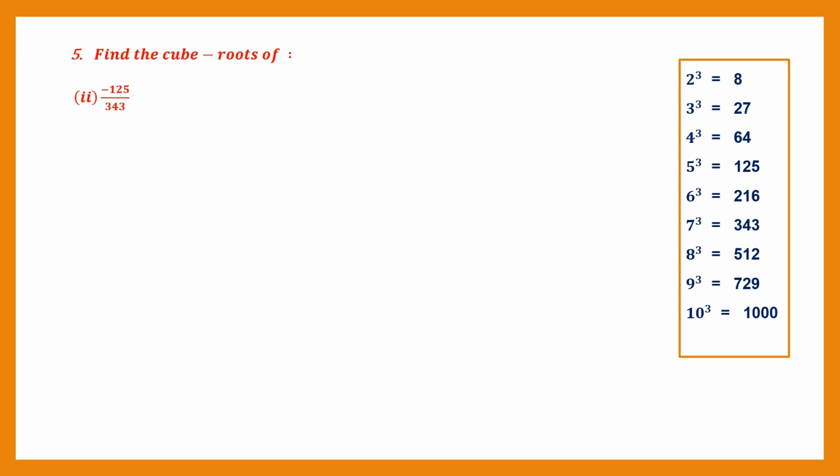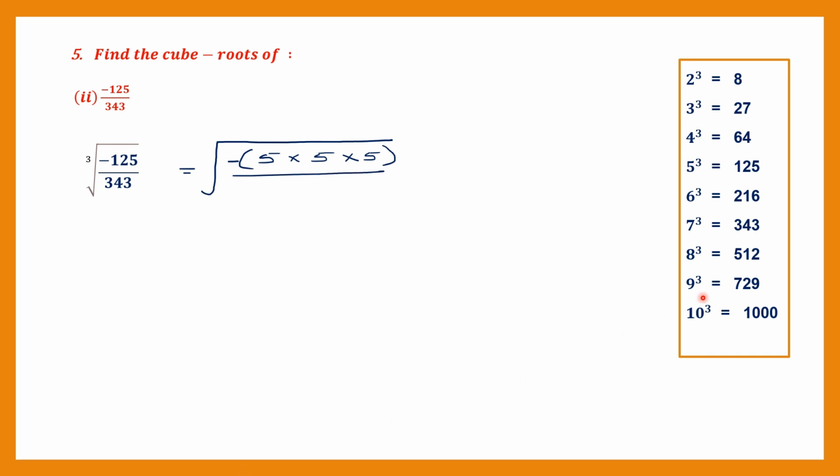Question 2 here, find the cube root of the second one, minus 125 by 343. So let's put it down like this. Now to find this, we have to find the cube root of minus 125. So it is minus, and as we can see in the table, the cube root of 125 is 5. So we have to multiply 5 3 times. 5 into 5 into 5. And in the denominator, we have 343. Let's look for it. It's here. 343 is here and the cube root is 7. So 7 into 7 into 7.